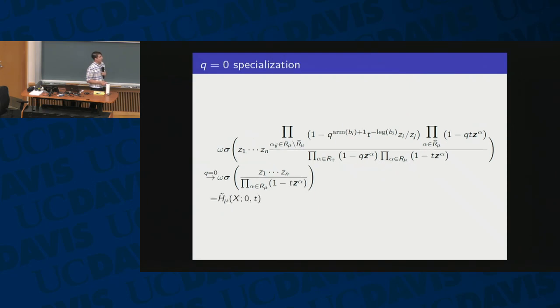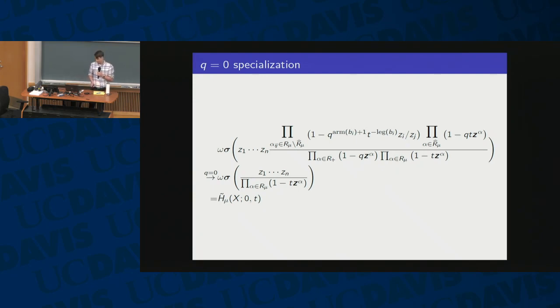And then as before, we started this talk talking about the q equals 0 specialization. So looking at this formula, if you kill off all the q contributions here and all up here, you come back to this Catalan function for the modified Hall-Littlewood polynomial.